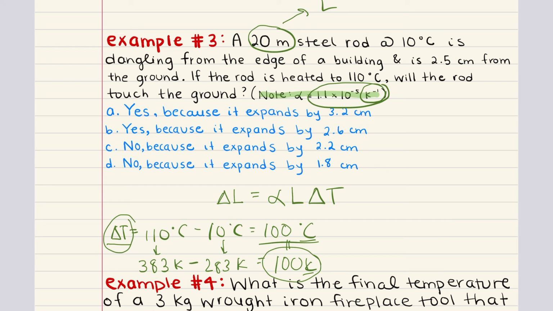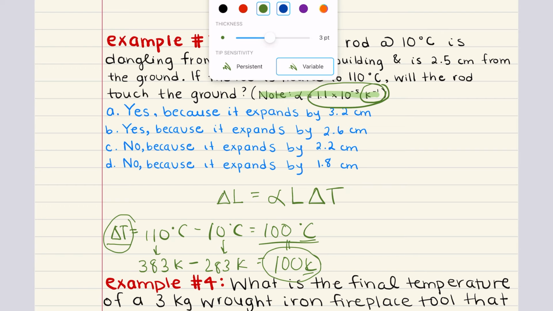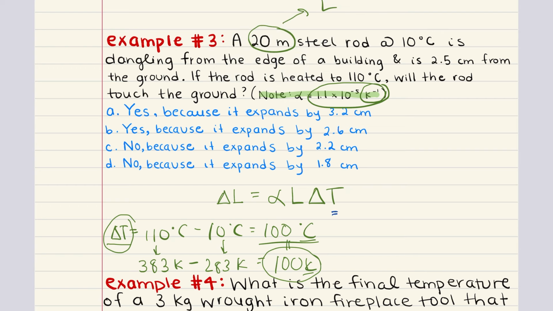So now that we know that, we can go ahead and start to plug values into our equation. We have 1.1 times 10 to the negative 5 inverse Kelvin. This is multiplied by our original length of 20 meters, and our delta T, which is 100 Kelvin. Notice that the Kelvin units cancel out. We're going to get our final answer in units of meters.